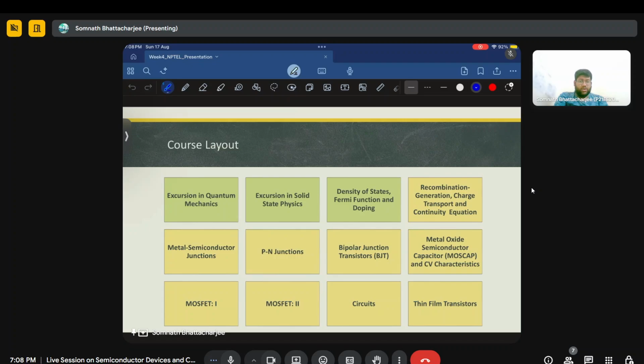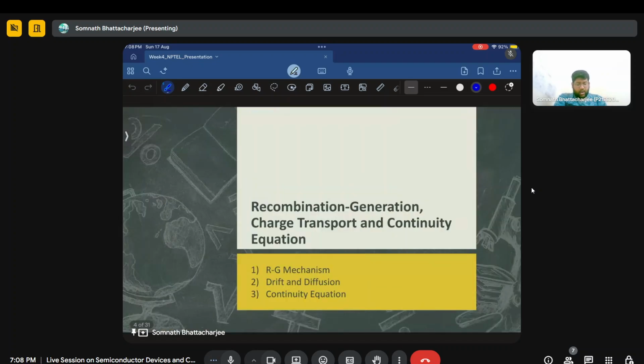So today we'll learn about recombination and generation. First, the RG mechanism. What is recombination? What is the generation mechanism, and how can different types of these things affect the carrier concentration in the semiconductor, and the charge transport mechanisms as well. Based on the charge transport, we have two different mechanisms, the drift mechanism and the diffusion mechanism, and based on that, how every parameter changes. And finally we'll conclude the session with the continuity equation.